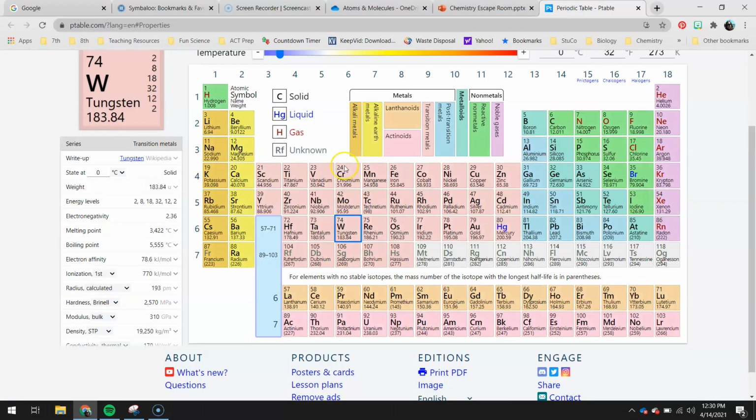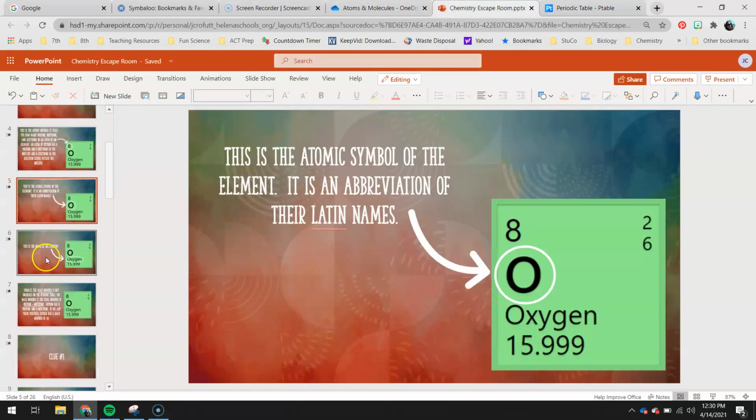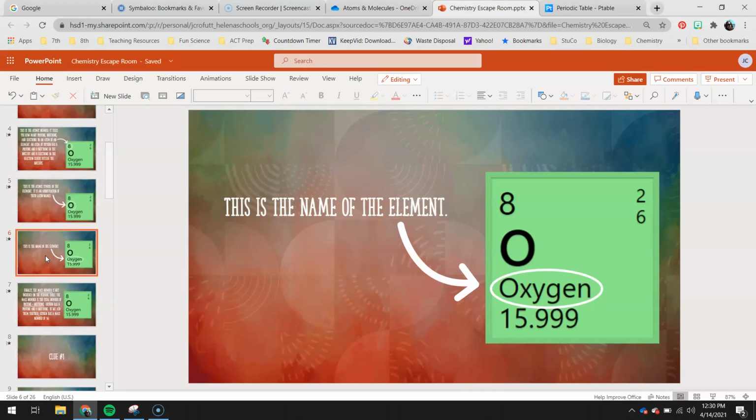periodic table here. So like I said, things like gold have different letters for their symbol than anything you see in their name. Mercury, silver, there's quite a few of them. Okay, so look around and find some of those. All right, moving on. This is the name of the element. That's pretty self-explanatory. So this is oxygen.